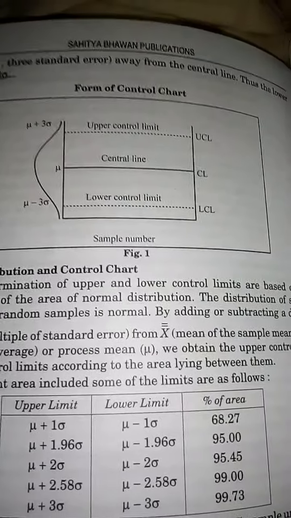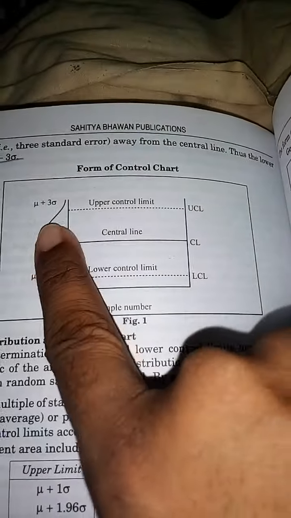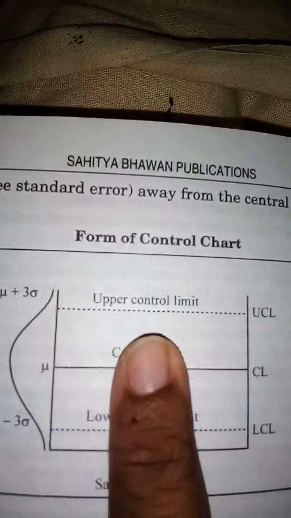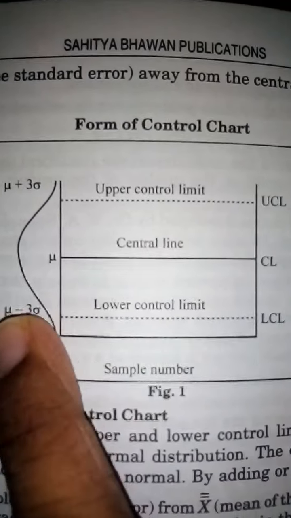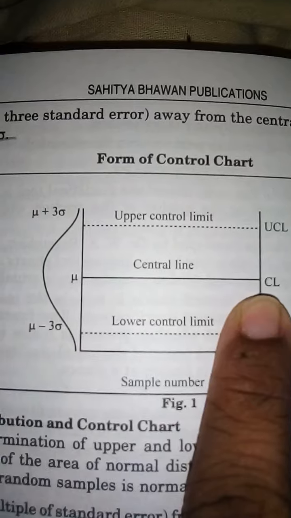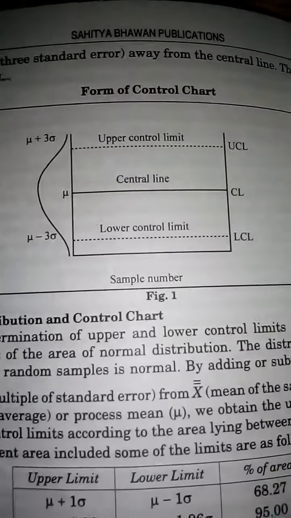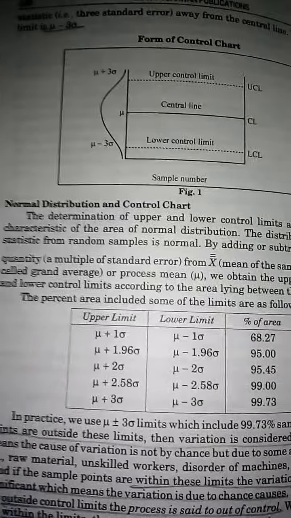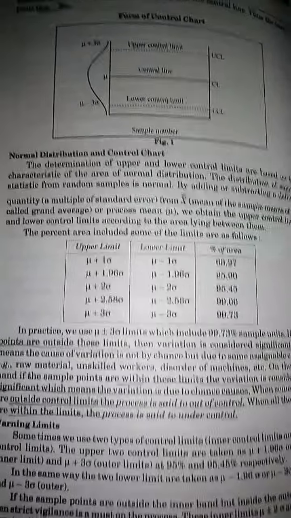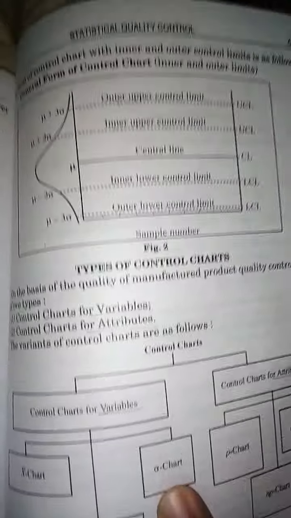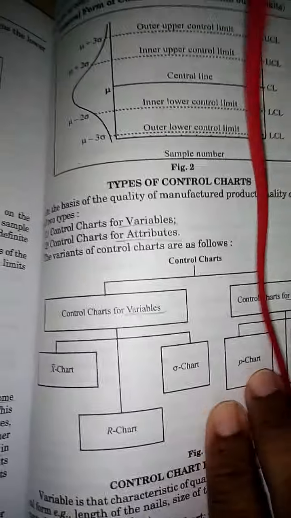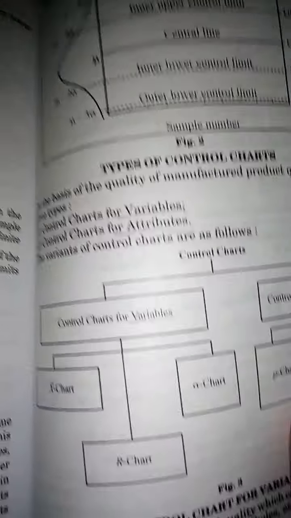This is the form of control chart. Mu plus 3 standard deviation is the upper control limit or UCL. Mu is the central line CL, and mu minus 3 standard deviation is the lower control limit LCL. So the normal distribution in a control chart is given here. Warning limits, the inner upper control limit and central line are not so important, I think.